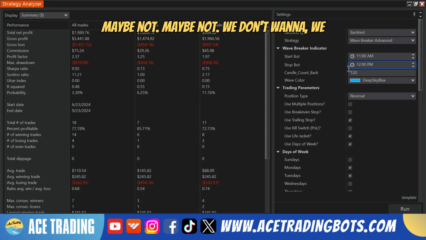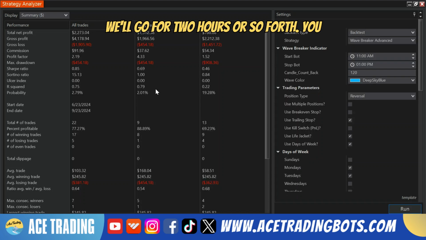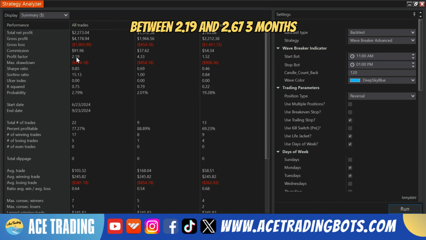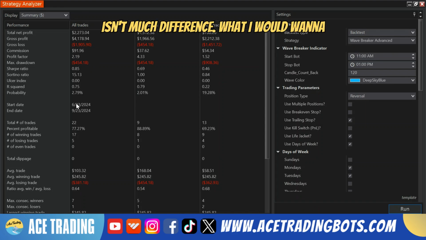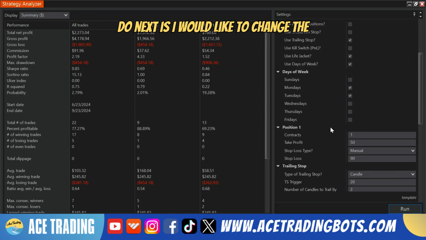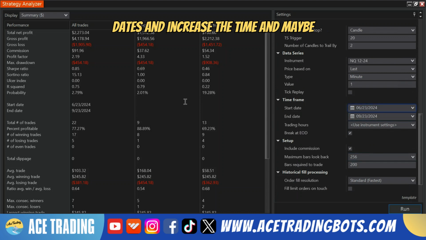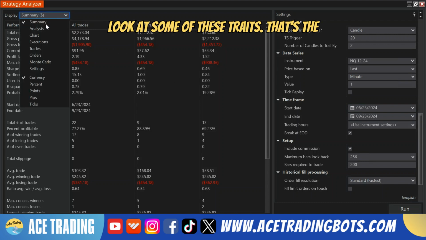Maybe not. We don't really want to go 5 hours. Maybe we'll go for 2 hours or so forth. You could modify this. Yes, you might get a lower profit factor, but the difference between 2.19 and 2.67 over 3 months isn't much difference. What I would want to do next is change the dates and increase the time, maybe test for 6 months, test for a year, get a good indication of how we're going, and that is what we do.